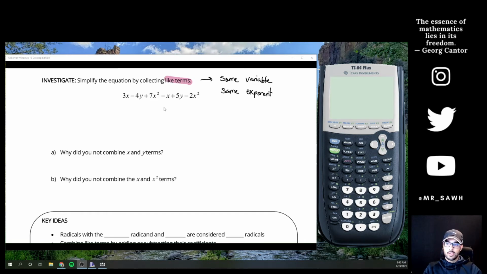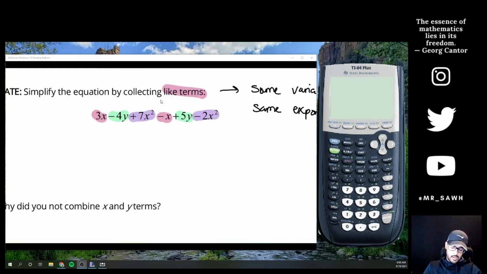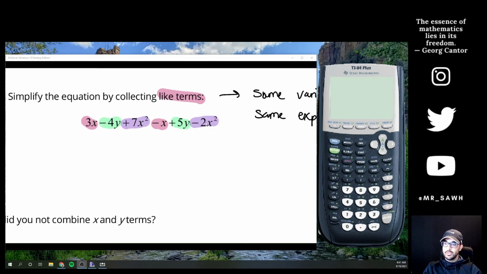So if you look at the terms in that expression, you've got some x's, so we'll highlight those together along with the sign in front of them, so a positive 3x and a negative 1x. You've got powers of y, and you also have some x squareds. So those are the things that we could combine, since if you look at their exponents and variables, they happen to be the same if you color code them.